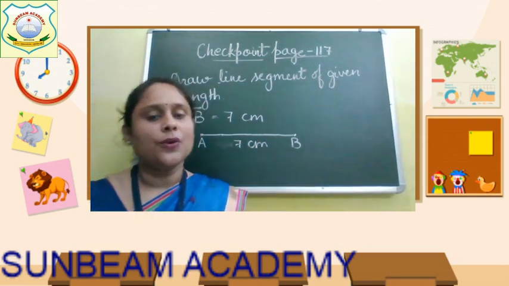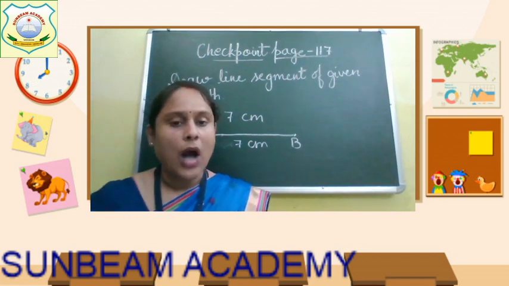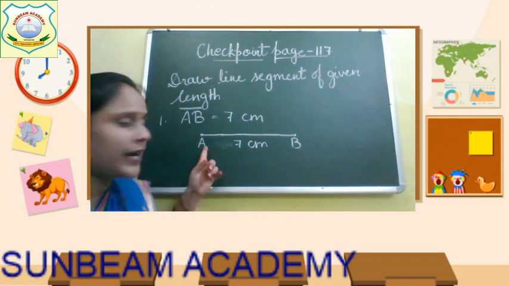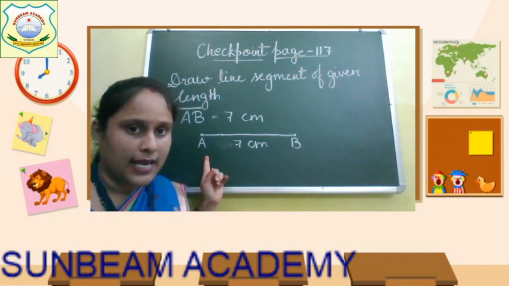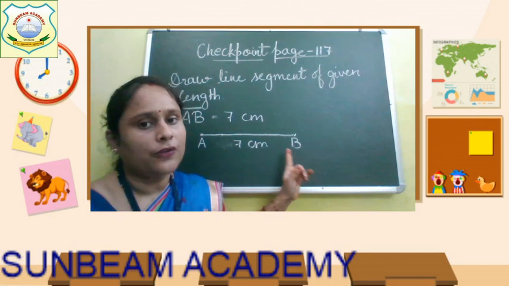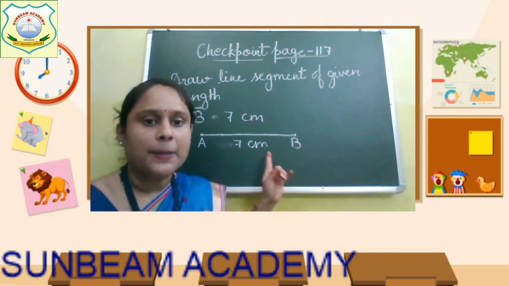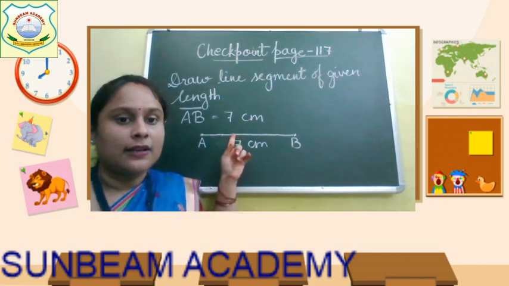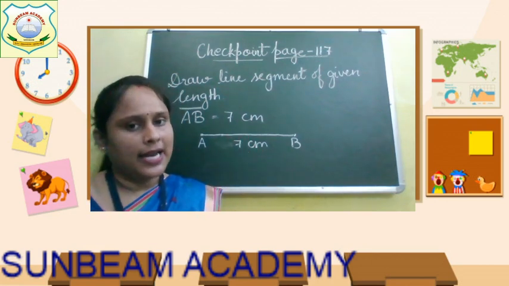I have shown you in the video also how to measure from your point A. At point A, you will place the 0 of your scale, and 7 you will place at B. So you will mark B at 7, and this is how you will draw a line segment.